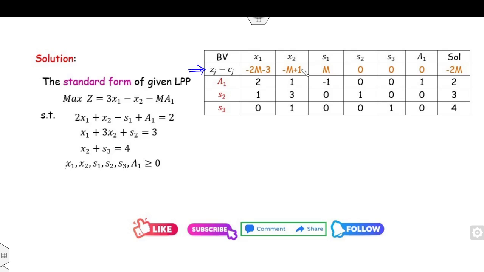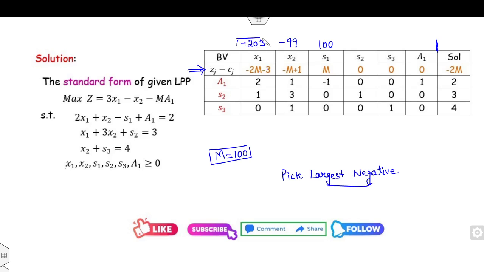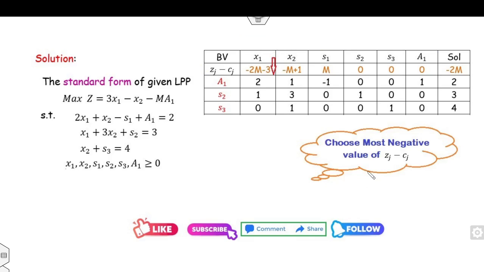Now look at the value of zj minus cj. Pick the value which has the largest negative number. So you can choose M as a very large number, say M is 100. Fine. So this number will be minus 203. This number will be minus 99. This number will be 100 and so on. So which one is the largest negative? Only 203. So that is my entering variable. So you can put the arrow inside it.